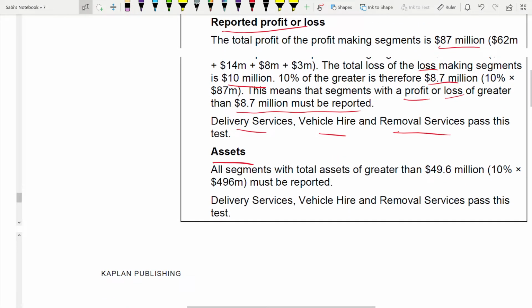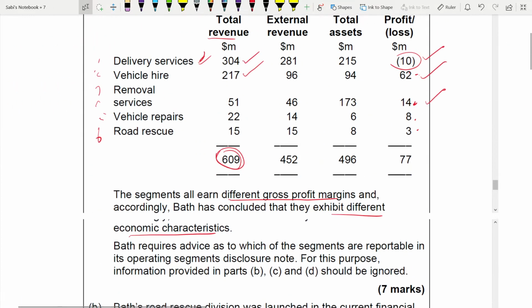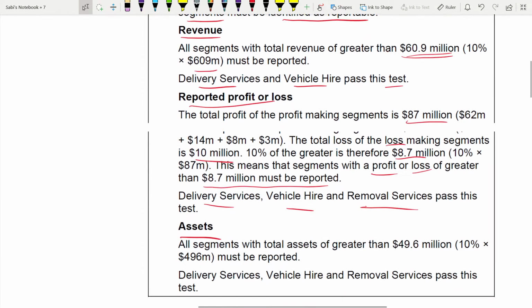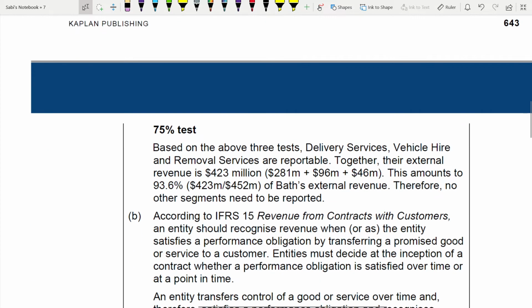Asset. Very easy. Total asset is 496, take 10%, 49.6. So this is greater than 49.6, 49.6, 49.6. Again, removal service. The same 3 which are there in the report of profit and loss: delivery service, vehicle hire, removal service. Okay. Now the 75% test has to be met. Based on the above 3 tests, these 3 are reportable: delivery service, vehicle hire, removal service.